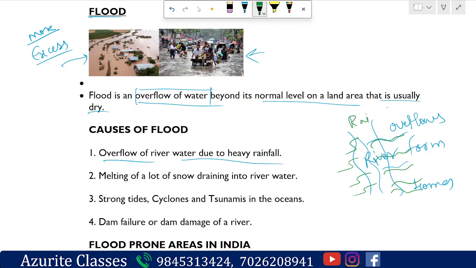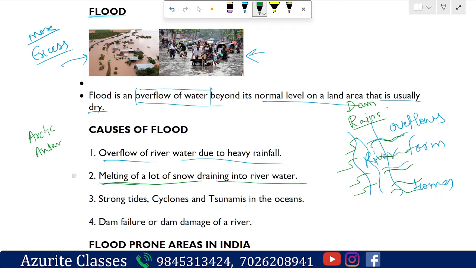If it rains heavily, water will come, or if damage happens to the dams that are constructed to store water, or if a lot of snow melts and drains into the river. There is snow in the Arctic and Antarctic, right? If so much snow melts, it means so much water. If that water comes into the river, there will be so much water and it will flood.